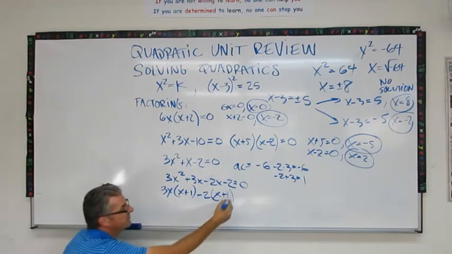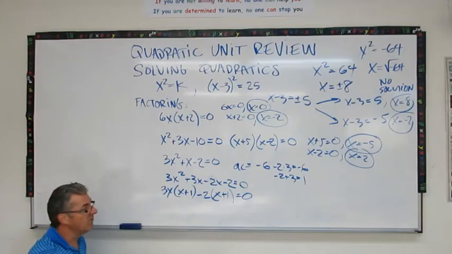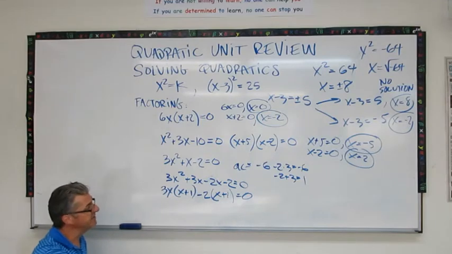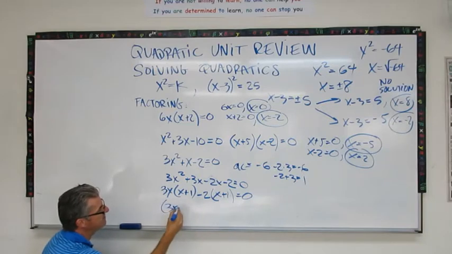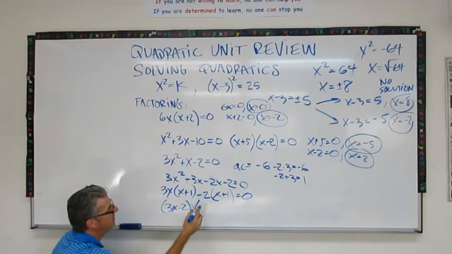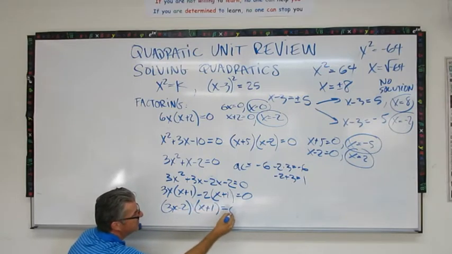And then, with completing the square, we know we did it right if this term is the same as that term. And indeed it is. So now I just combine these two. 3x minus 2 times x plus 1 equals 0.